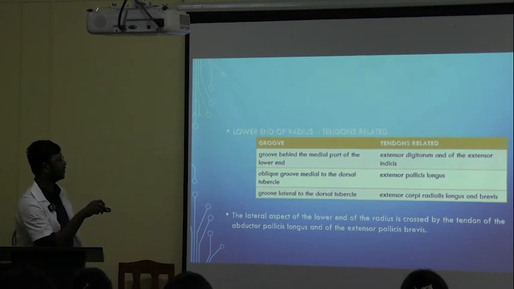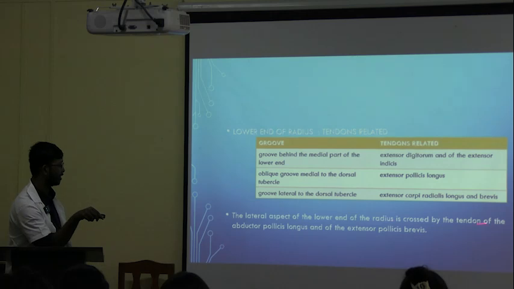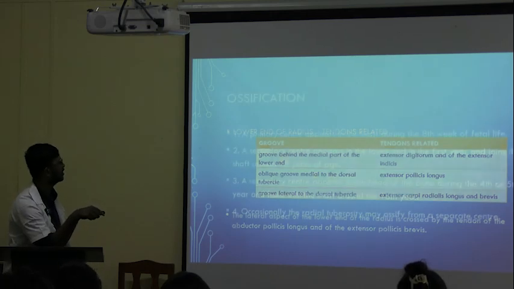Now the lateral aspect of the lower end of the radius is crossed by the tendon of the abductor pollicis longus and the extensor pollicis brevis. We will see these things.